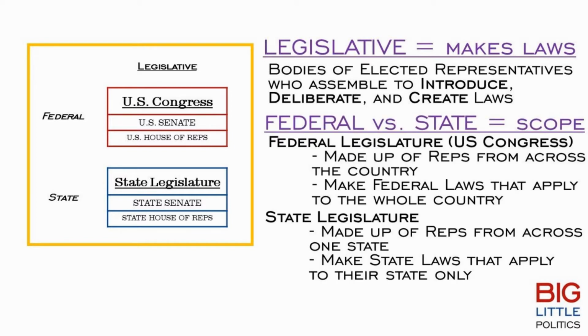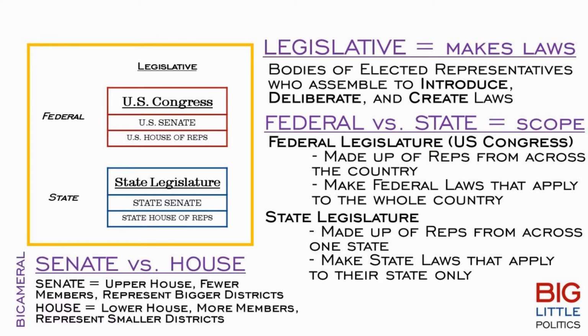And the biggest difference between federal and state is pretty self-explanatory. It is just the scope that the laws cover. So the federal legislature makes federal laws. They're laws that wherever you are, whether it be Alaska, Iowa, or Florida, the law will apply. But a state legislature will make laws that only apply to that state and the residents of that state. So every state is going to have a state legislature, every state is going to have state laws, and it's going to be different depending on where you are.